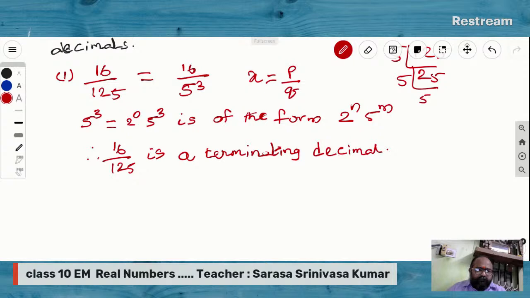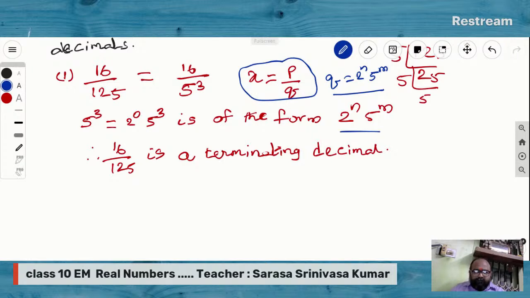It is of the form x equal to p by q, where q equal to 2 power n 5 power m. So when the denominator is of the form 2 power n 5 power m, 5 power 3 can be written as 2 power 0 5 power 3. So it is a terminating decimal.